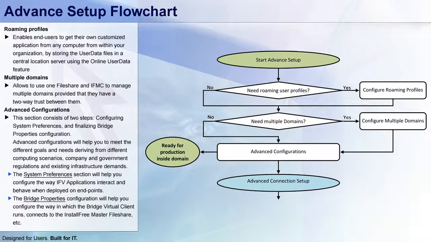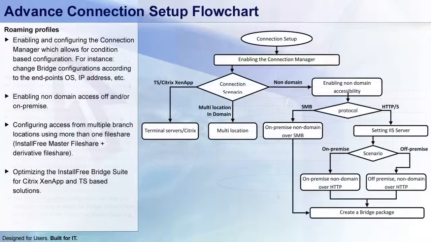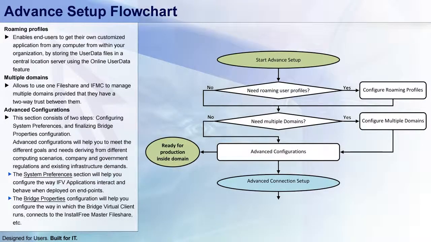The advanced setup flowchart is composed of 2 optional steps and 1 mandatory step, after which your Installfree Bridge Suite will be production ready. Once finished with the advanced setup, you can go on to the advanced connection setup, which allows you to add more connection scenarios according to your environment. For instance, enable off-premise and non-domain access, multiple branch setup, Citrix and terminal server setup, and more. If you do not require any of these connection scenarios, then by the end of the advanced setup, you will be able to start using the Installfree Bridge Suite in full deployment within your domain with no further configuration.